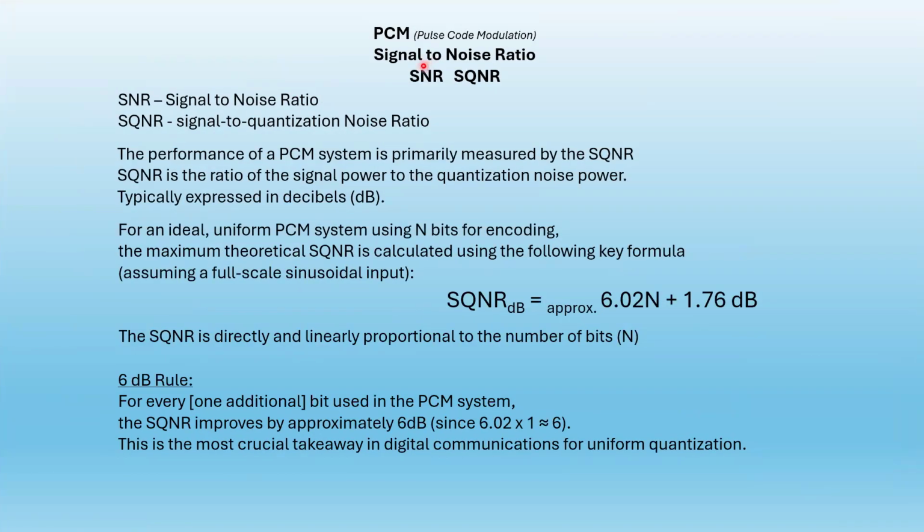All right, PCM, pulse code modulation, signal to noise ratio. We're familiar with that already. But in digital, we have SQNR, which means signal to quantization noise ratio.